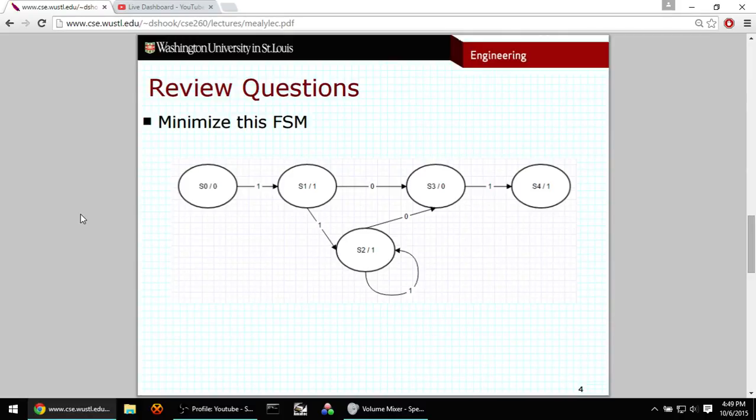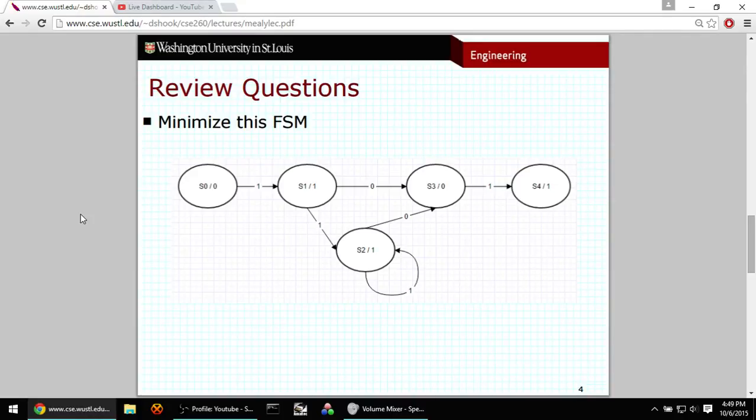So I'm almost done here. Here's state 3 with an output of 0, and then finally state 4 with an output of 1. So what can I condense in this particular case? What states am I looking at in terms of condensing? Yeah, 1 and 2. Let's take a look at states 1 and 2. Whoops, I forgot to label this transition. Let me do that real quick.